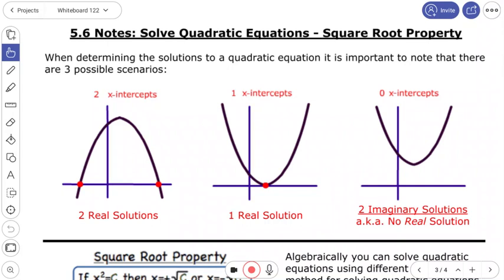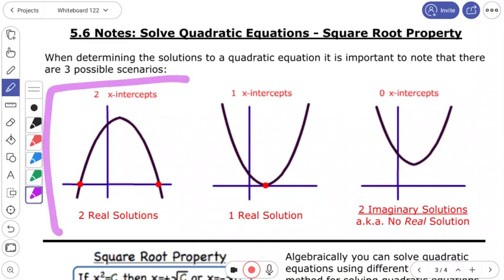Okay, guys, so today we are talking about solving quadratic equations using the square root property. So let's review. If we have a quadratic equation and it creates a parabola, how many times can the parabola cross your x-axis? Well, this first example right here, we have this parabola crossing our x-axis 2 times. So that means we have 2 real solutions. 2 x-intercepts means we have 2 real solutions.